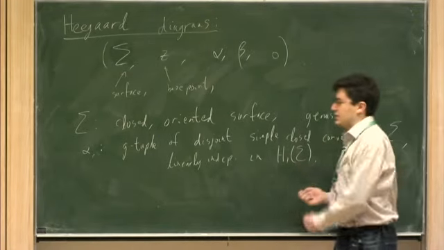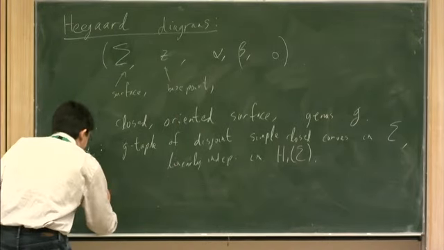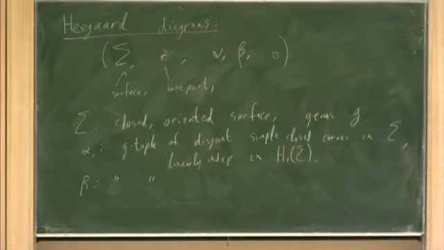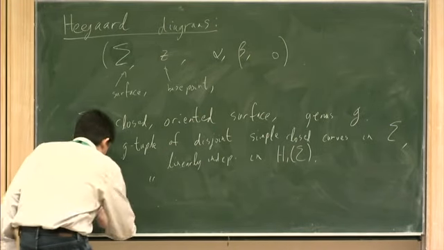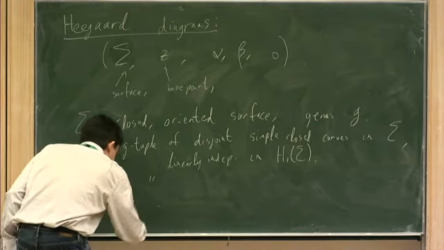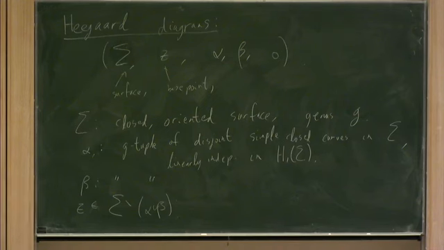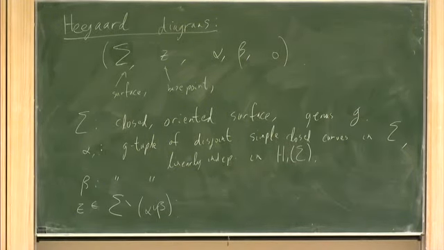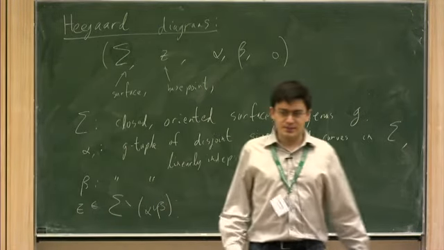Beta is going to be another such collection. Z is going to be a base point in the complement of those curves. The alpha curves and the beta curves are allowed to intersect. Indeed, they do intersect generally, and they are going to be required to be transverse to each other.